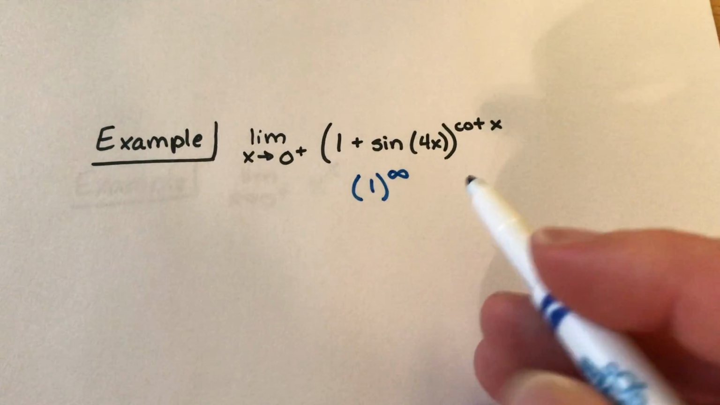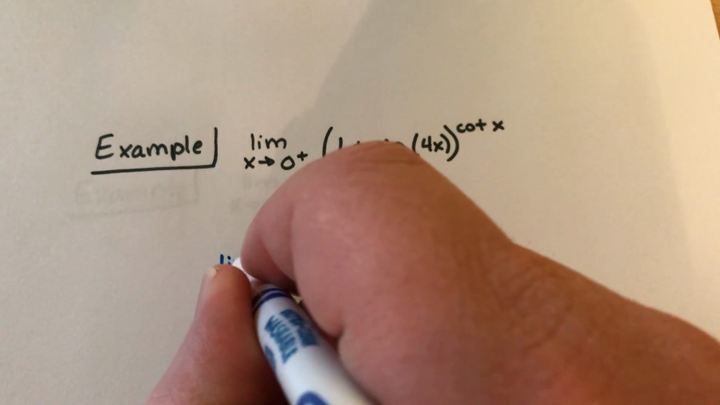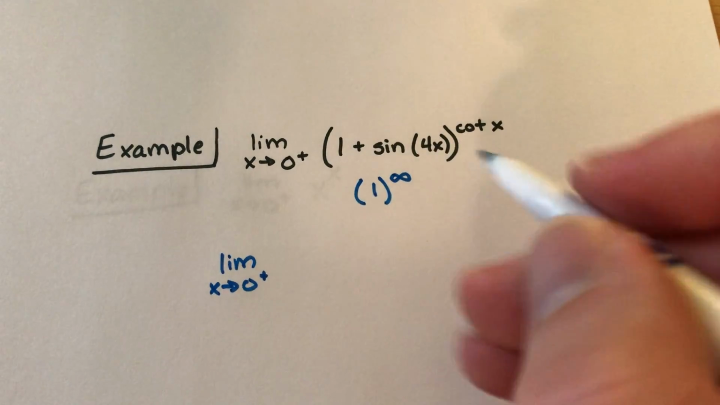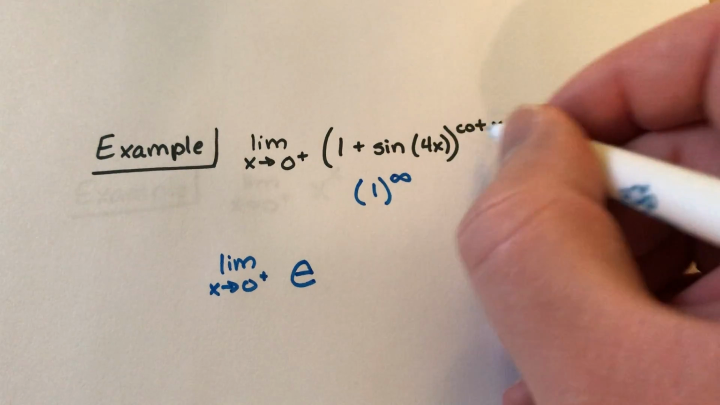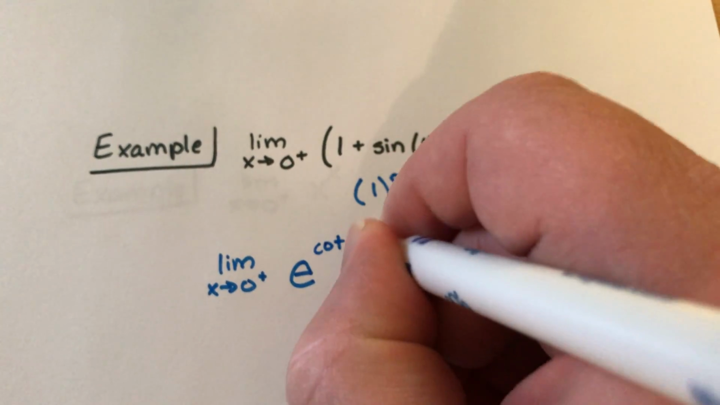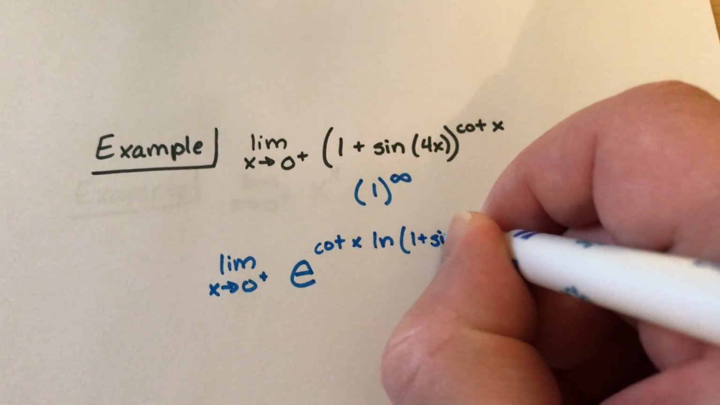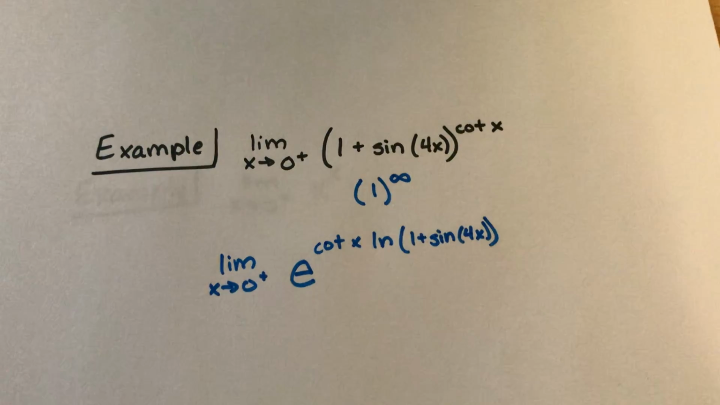So what we're going to do, again, is try to rewrite this limit using that special form. So I'm going to still write it as limit as x approaches 0 from the right. And the way I'm going to write it is e to the cotangent x times ln of 1 plus sine of 4x. And so that's how I rewrite this to make it all work out nicely.